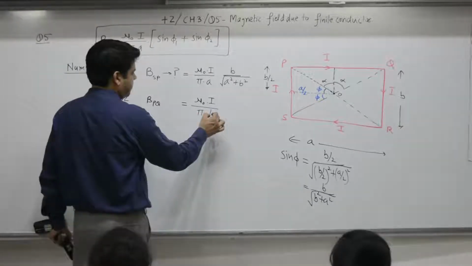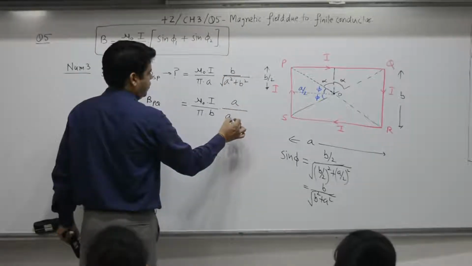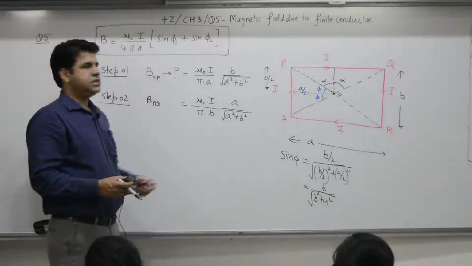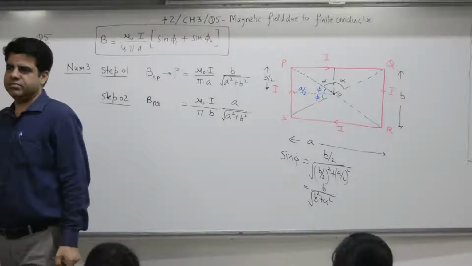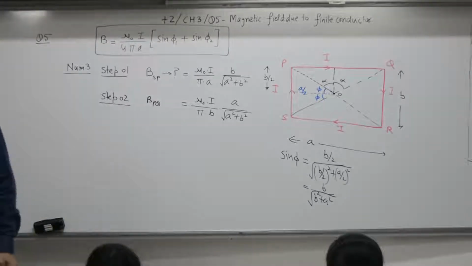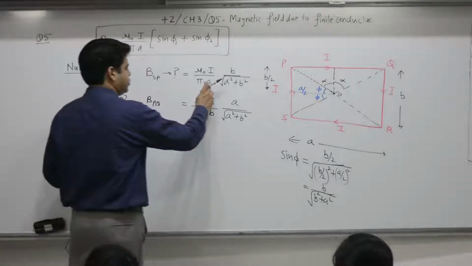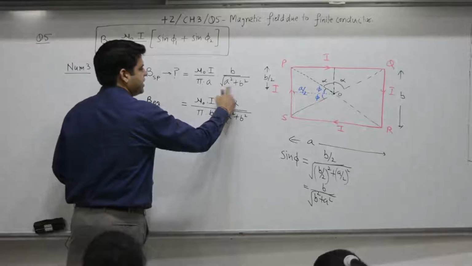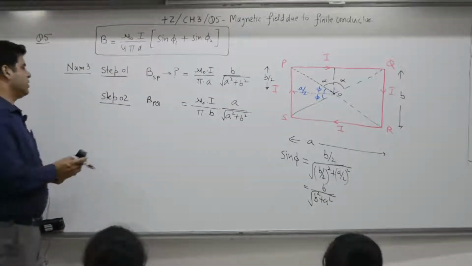pi b a over a square plus b square under root. Procedure is interchange a and b. Agreed or not? Immediate answer is needed. The first answer is to interchange a and b. It will not make any difference if you interchange a and b. A square plus b square is the same as b square plus a square.